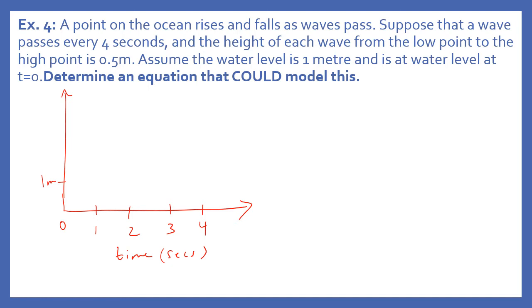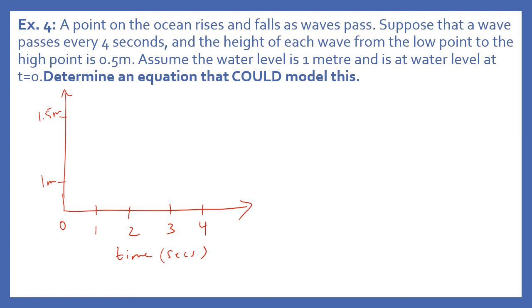And it tells you that the height of each wave from the low point, which will obviously be 1 meter, to the high point is 0.5. So if I add 0.5 to 1, that gives me the highest point, which would be 1.5 meters. Okay, so that's not bad. Assume the level is 1 meter and is at water level at time equals 0. So we're going to assume that at time equals 0, it's at 1 meter.